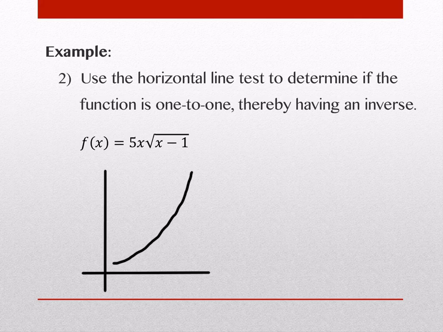But with this picture, clearly we can see that this is one-to-one, right? It passes the horizontal line test. Any horizontal line you draw crosses the graph at only one place. So this is one-to-one. Therefore, it will have an inverse.